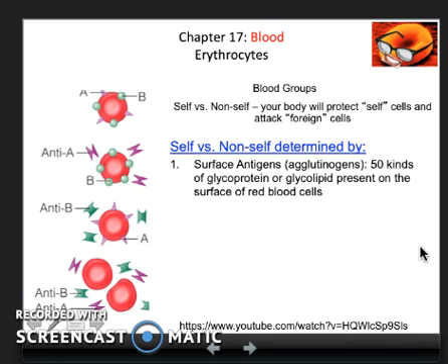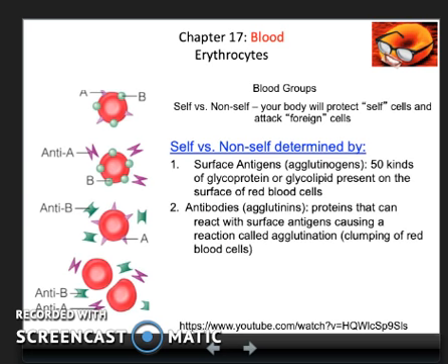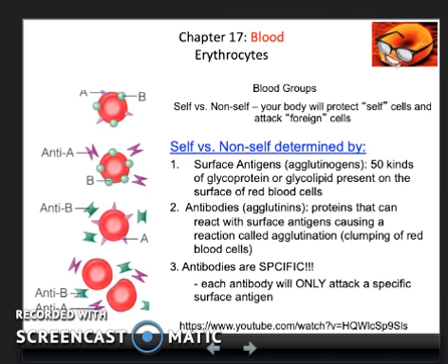So remember that we have surface antigens. This is how we determine self, also called agglutinogens. There's 50 different kinds of glycoprotein or glycolipids present on the surface of the red blood cells. Our bodies naturally produce antibodies. These are proteins that can react with these surface antigens, causing a reaction called agglutination, or the clumping of red blood cells. You saw that in lab. Antibodies are specific, meaning that each antibody will only attack a specific surface antigen.